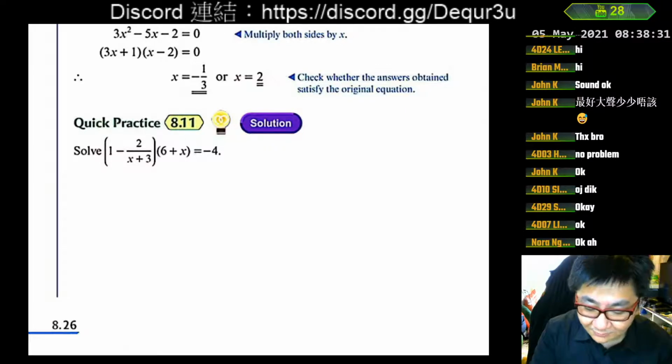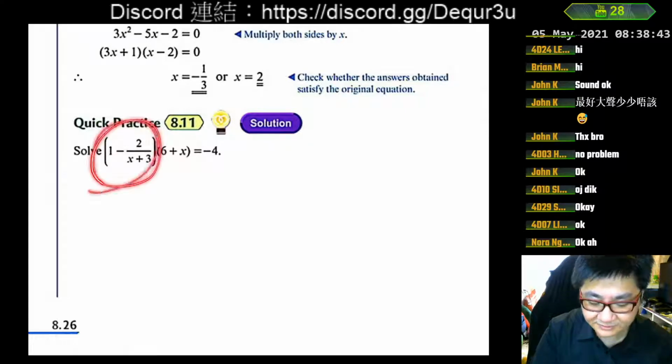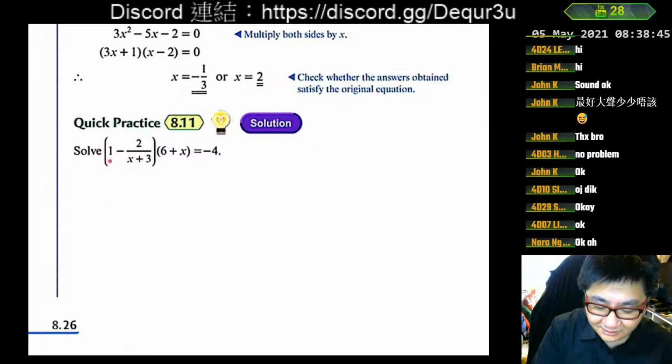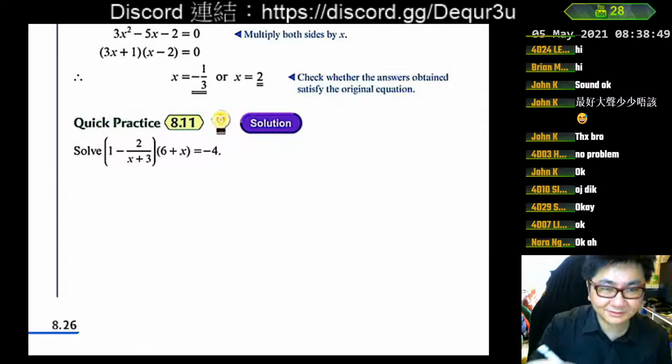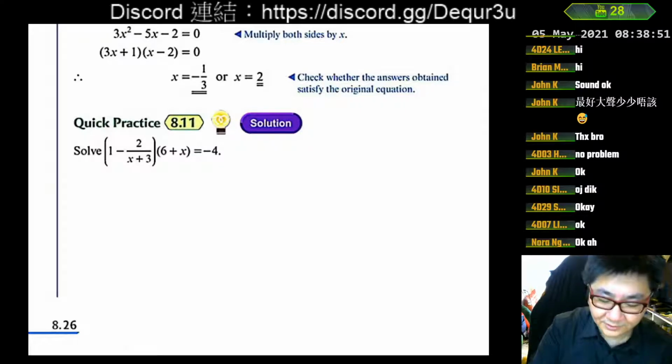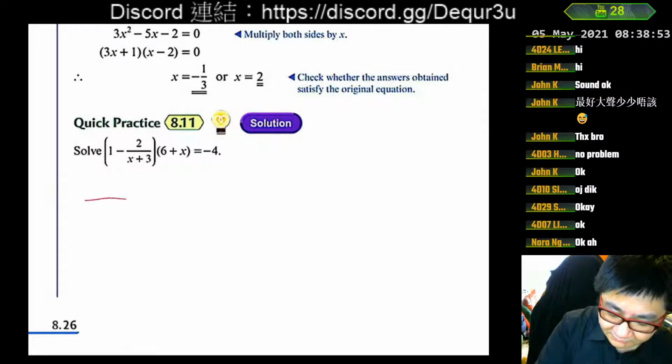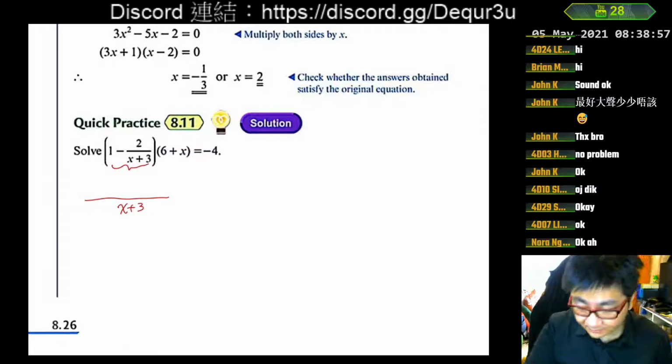And what's more, you can see here it is 1 minus a fraction, and therefore usual multiplication may not just work, but it will be better if we make the common denominator first. Common denominator means here 1 minus this one, we simplify this bracket first, and then next we try to remove the denominator. So to begin with, we make a common denominator for this whole thing, the big bracket here.